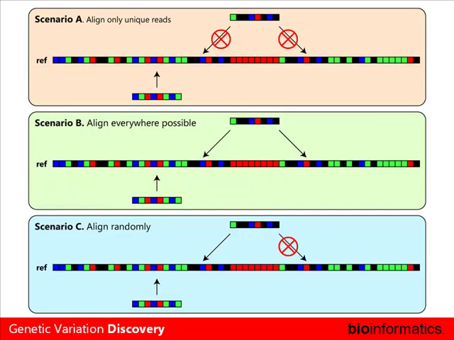Another scenario is you align it everywhere you can. And then there's a third scenario where you just kind of pick a random position. So I'm not a very keen subscriber to the last scenario, so Mosaic supports the first two. This is a typical one used, for example, on the Mac aligner. It'll pick a random location.